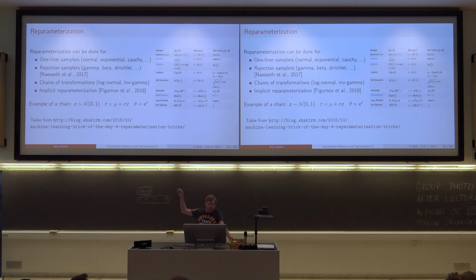There's also a recent thing called implicit reparameterization. I don't go into the details. It provides an alternative way of reparameterizing that is actually applicable to both of these families here. I don't want to go into the details. So the basic message is that most of the distributions that you can think of can be reparameterized.